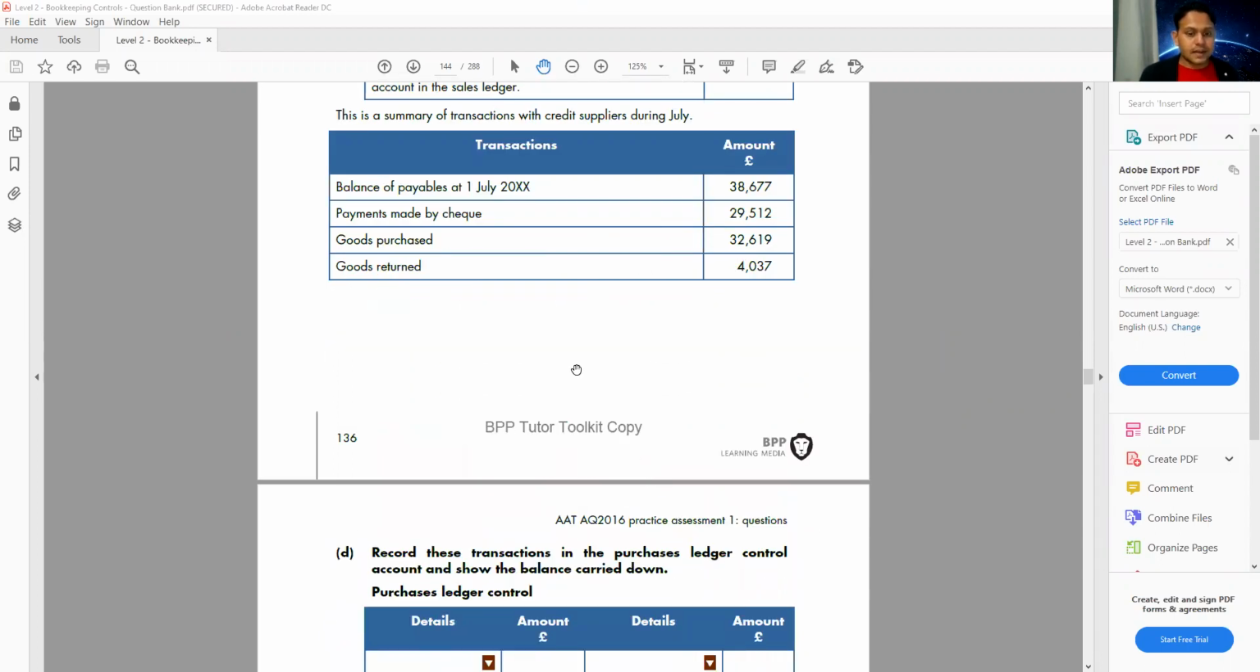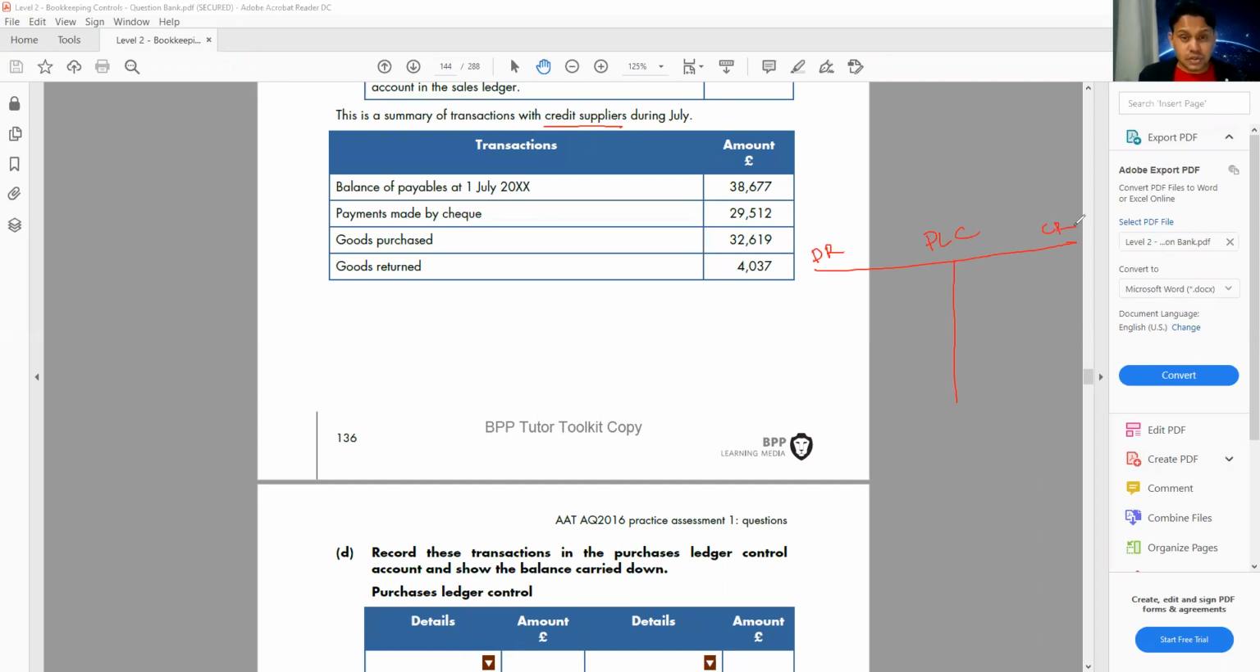The next one says, this is a summary of transactions with a credit supplier. Credit supplier means purchase ledger control. Credit supplier means I buy something from you, but I didn't make the payment. So you are my credit supplier, and I call it purchase ledger control. On the purchase ledger control, we have a debit side and a credit side.